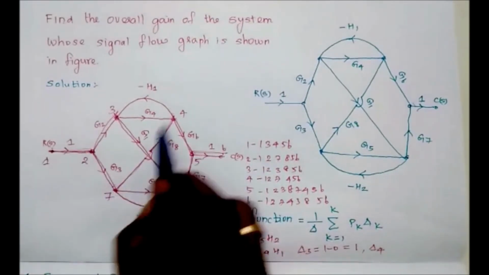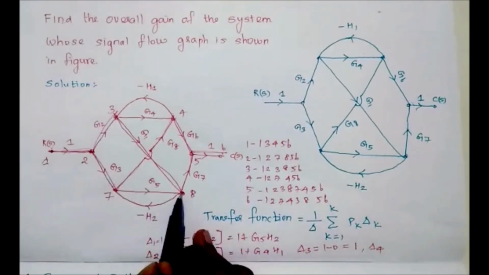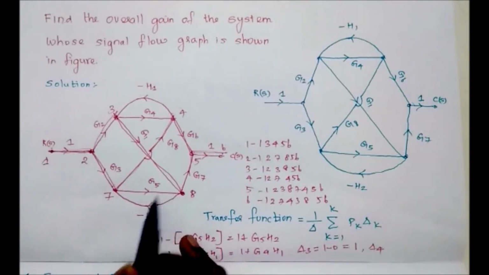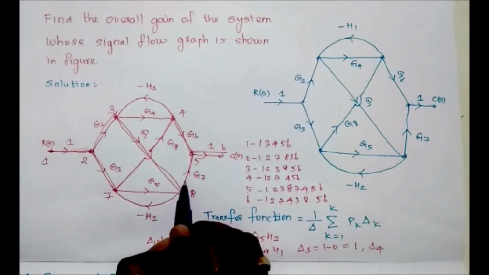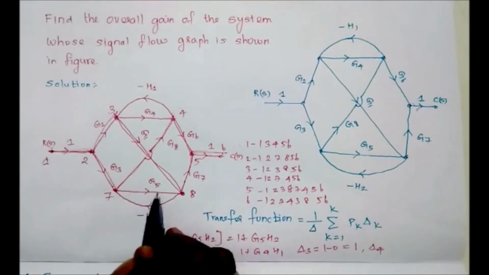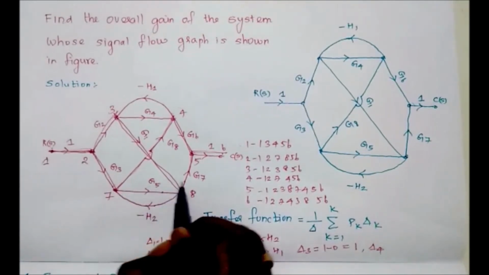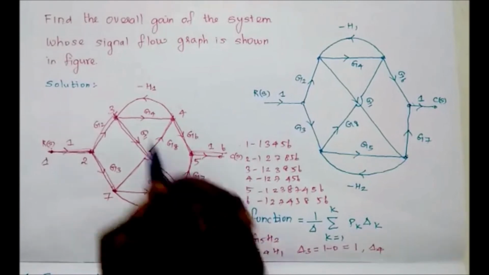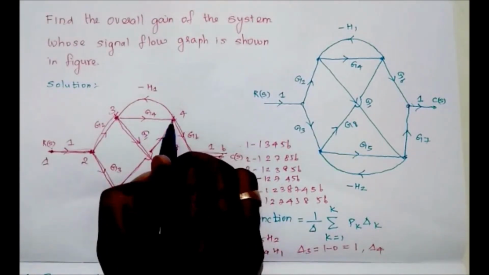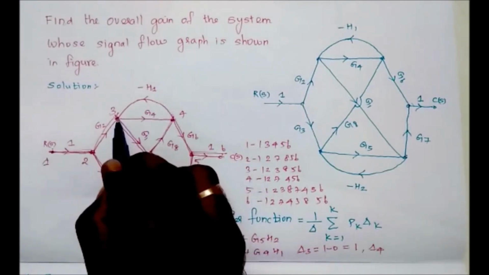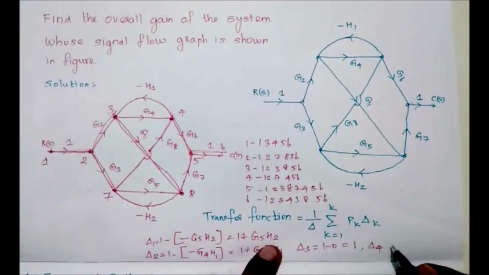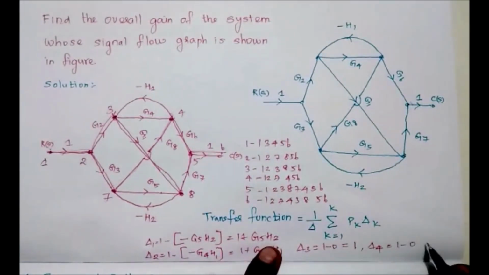Apart from these nodes, the remaining are 3 and 8. If we consider 3 and 8, almost all branches are touching. If we take this branch, it is touching here. If we take this one, it is touching here. If we take this branch, it is touching 3. So all branches are touching 4 or 3. Therefore del 4 equals 1 minus 0, therefore 1.